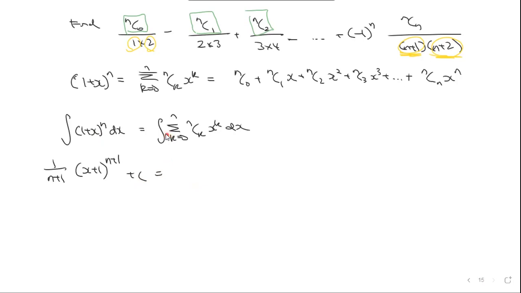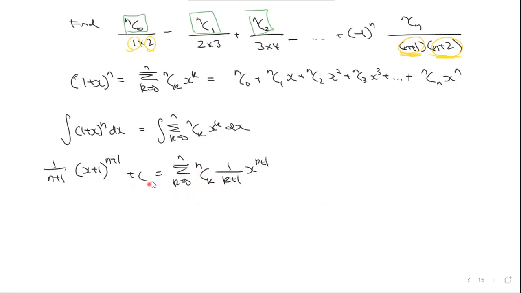Okay. And then on the right-hand side, the integral of a whole bunch of sums is basically the sum of the integrals of each term. So it's just going to be the sum from k equals 0 to n. nCk is a constant, and it's the integral of x to the k, which is 1 over k plus 1, x to the k plus 1. Okay. So that's going to be the case.